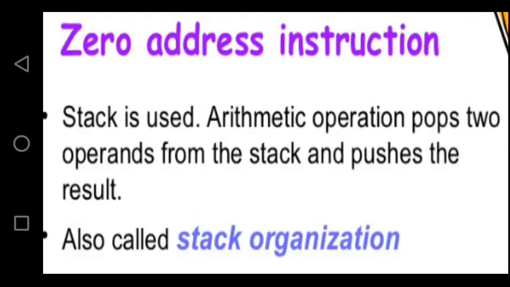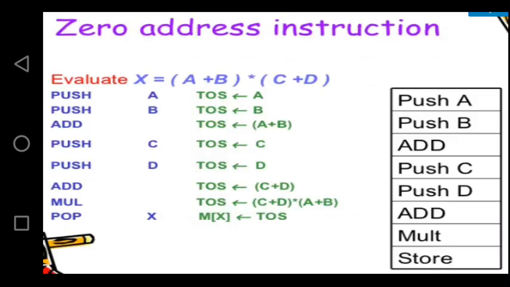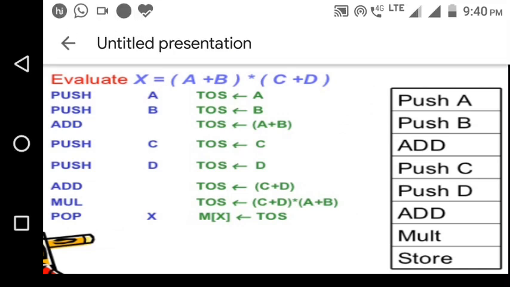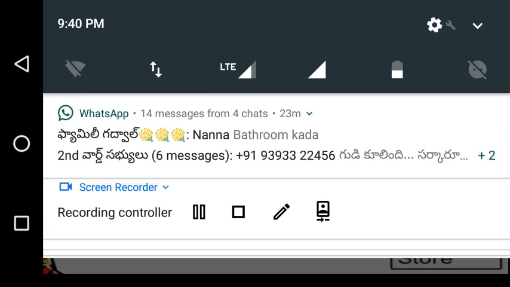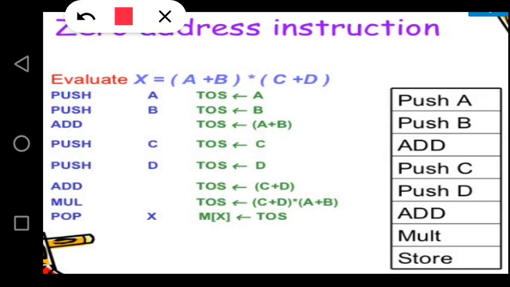Next we have zero address instruction. Zero address instructions are a special type of instruction. Here we will use a stack. Arithmetic operations pop two operands from the stack and push the result. It is also called stack organization. So the earlier one is single accumulator organization. This is called stack organization, and before that, two address and three address are called general purpose organization. If it is a zero address instruction, we will use a special memory location called the stack.